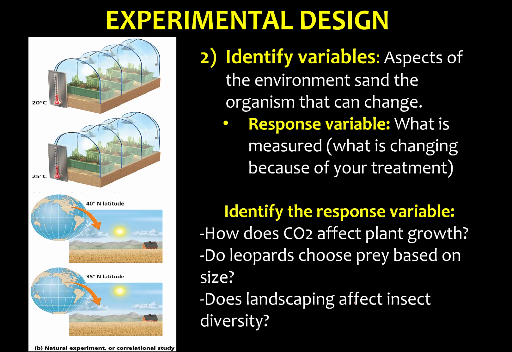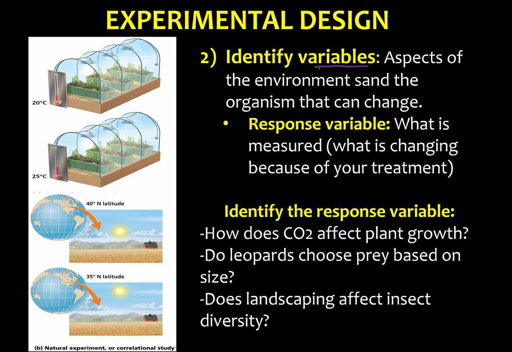Your next step is to identify your variables. These are aspects of your environment and the organism that can change. Okay? These are things like temperature, again, CO2, also things like characteristics of the organism itself. Okay? We'll talk more about that, how organisms and their characteristics can change and become variables a little later on in the semester. I'll give you specific examples.